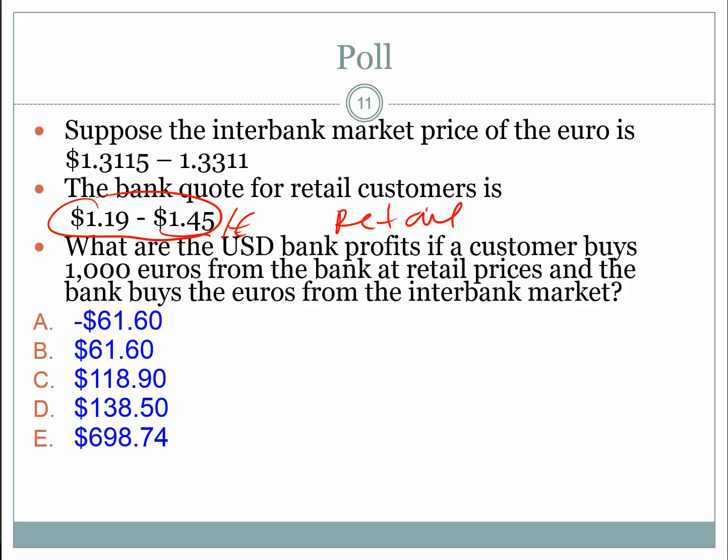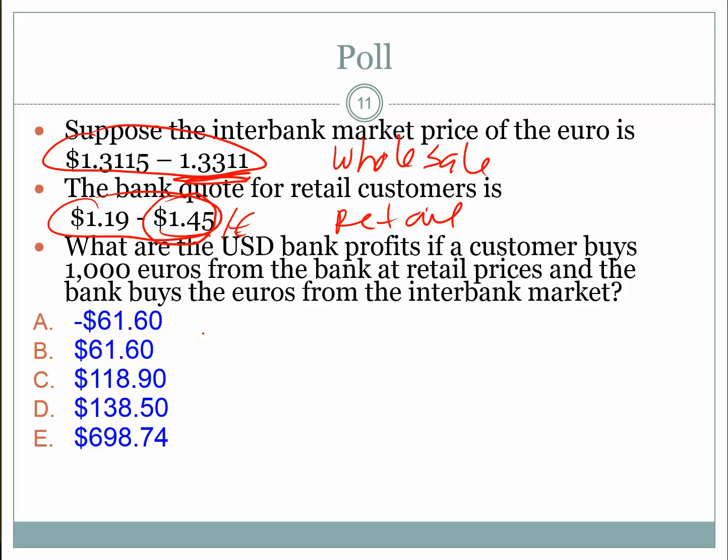Now, when the bank goes to their Bloomberg screen, or Reuters, or whatever, they're looking at the wholesale market. It's one way of thinking about the interbank market, and they see these prices. So the bank can buy euros at 1.33 and then sell them to you for 1.45. So a problem is, what are the US dollar bank profits if a customer buys 1,000 euros at the retail price and the bank buys the euros from the interbank market?